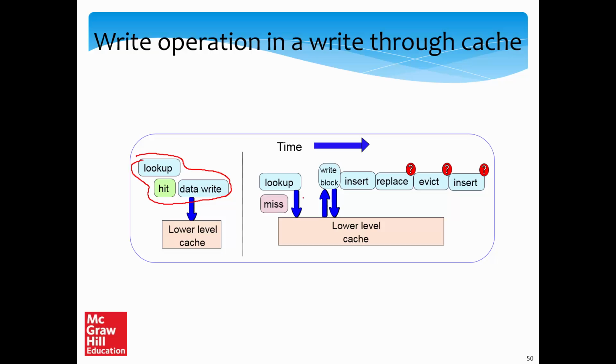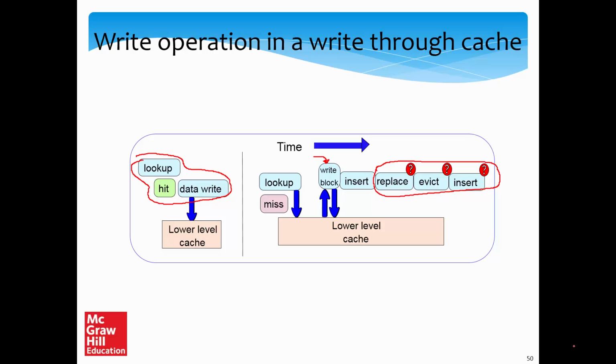If there is a miss, what we do is that we do a lookup in the lower level cache, we get the block, and we write the new contents to the block. So whatever integer or float or double we wanted to write, the new contents of the block are once again written to the lower level cache. And at the same time, we try to insert it in the upper level cache. If we find a place, well and good. Otherwise, we need to do the sequence of replace, evict, and insert operations.